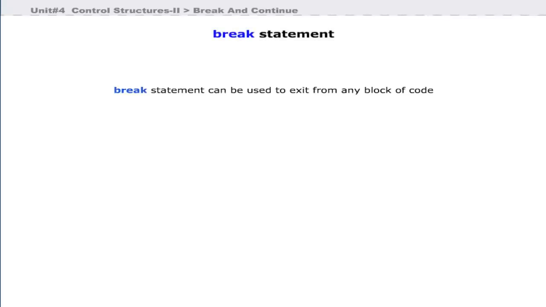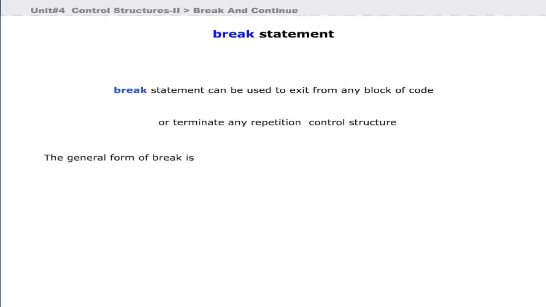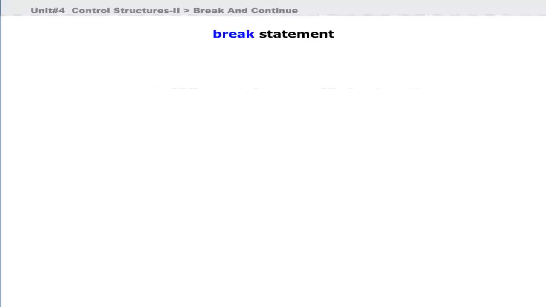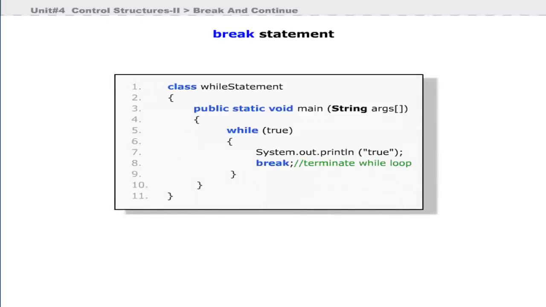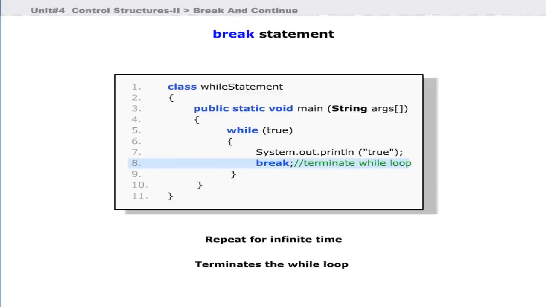Now let us discuss break statement. Break statement can be used to exit from any block of code or terminate any control structure. The general form of break is break followed by semicolon. Let us see a simple example that uses break statement. If we remove the break statement at line 8, this program will repeat for infinite time. The break statement terminates the while loop at line 8 and it is executed only once.